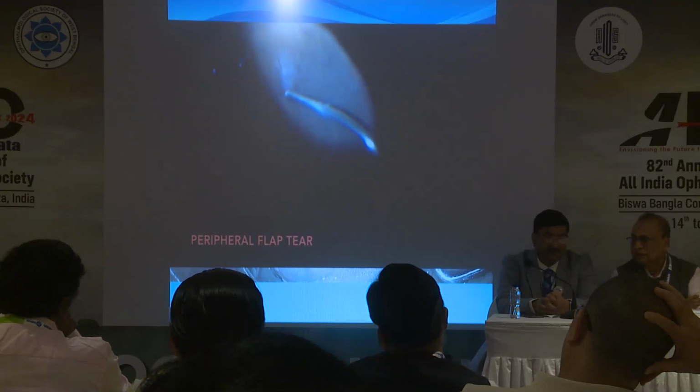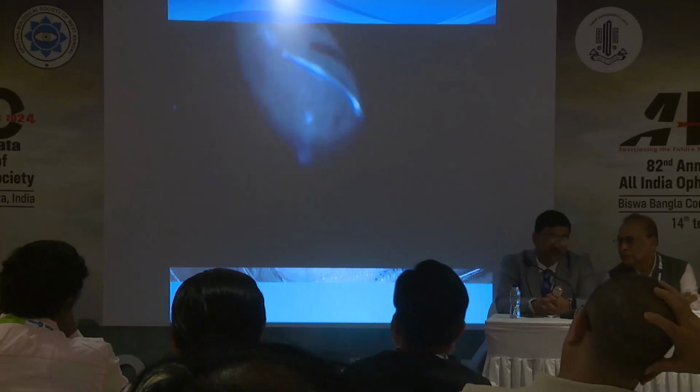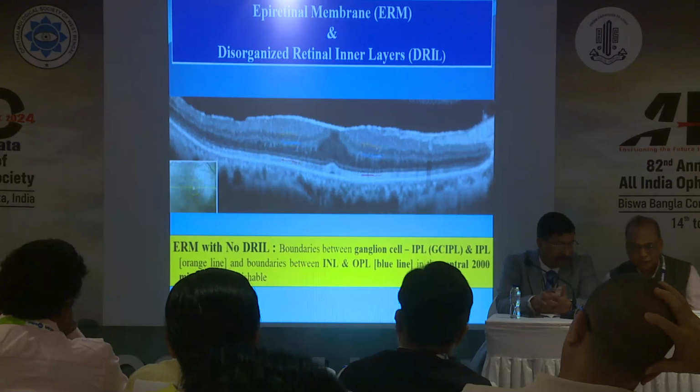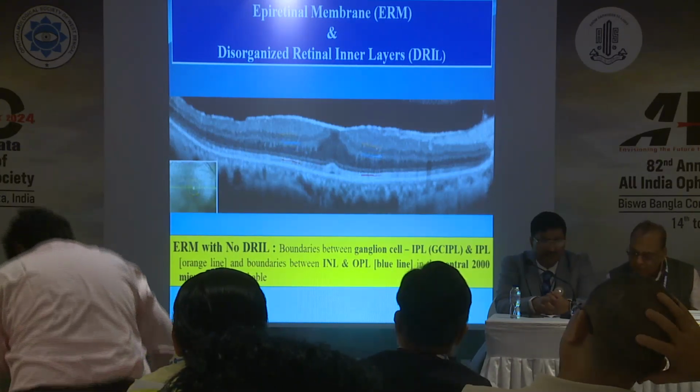Now you see here there's a flap tear which has formed. So you should be very cautious while doing PVD in cases of VMTS, because you may end up having a break in the periphery. Now coming on to the next entity, which is epiretinal membrane with disorganized retinal inner layer.